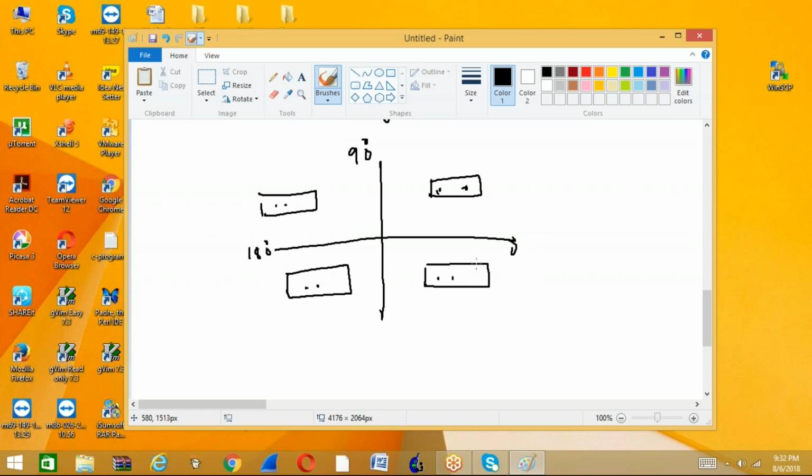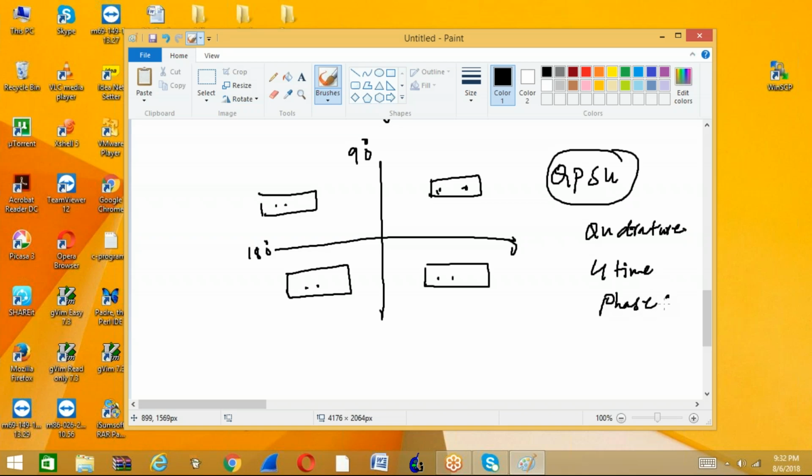So this is called quadrature phase shift keying, QPSK. QPSK is nothing but an improved format. The meaning of quadrature is four times, so quadrature means four times phase shift keying.